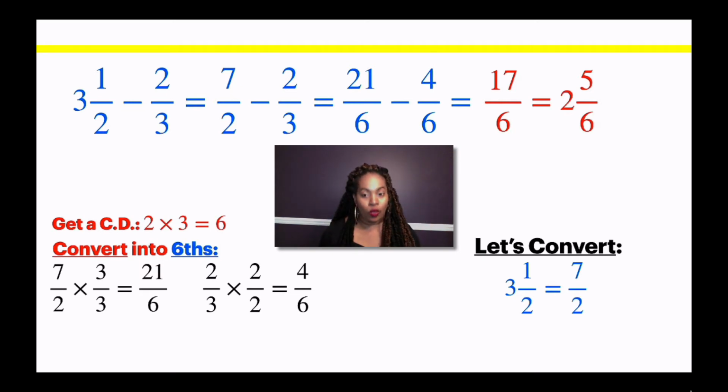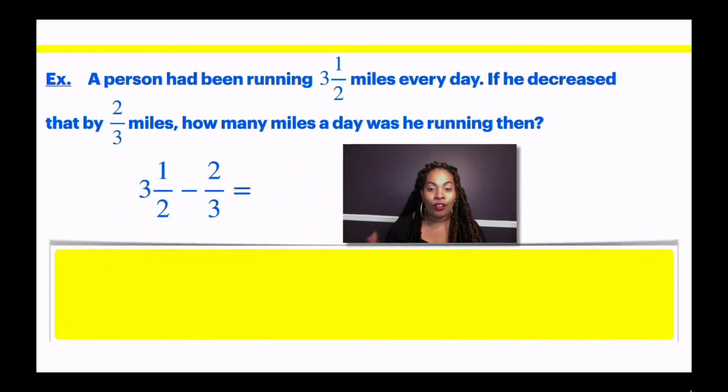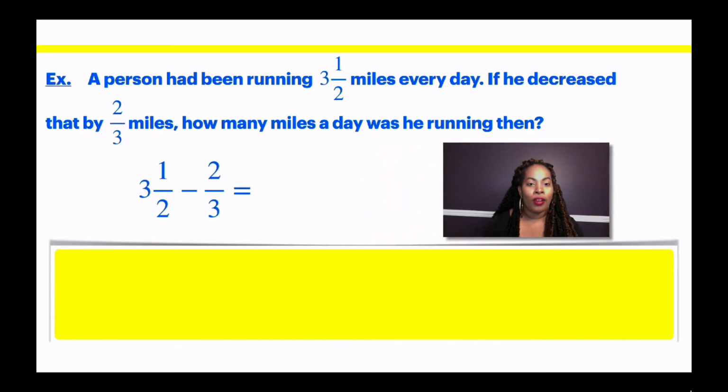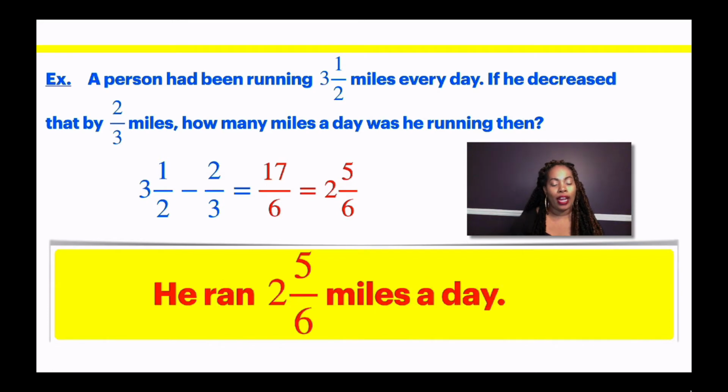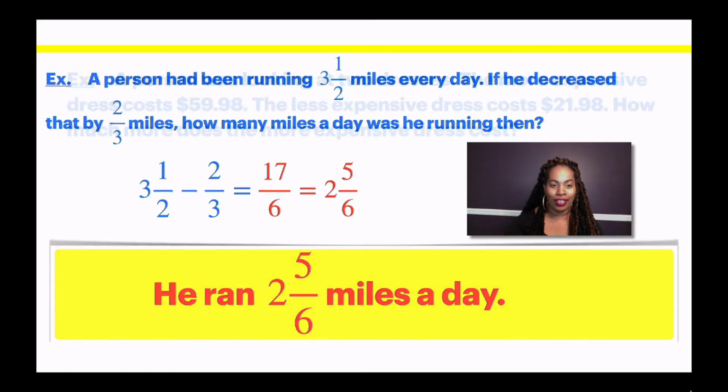Let's make sure we answer the question though. We did a great job as we did this mathematics, but let's go back and answer the problem. So, how many miles a day was he running then? We just discovered it was 17 sixths or 2 5/6. And when you answer the question, he ran 2 5/6 miles a day. Good work. Let's keep going, team. You guys are rocking and rolling.